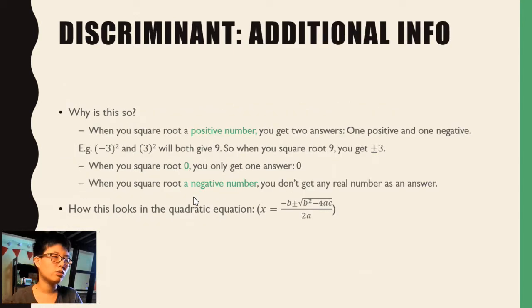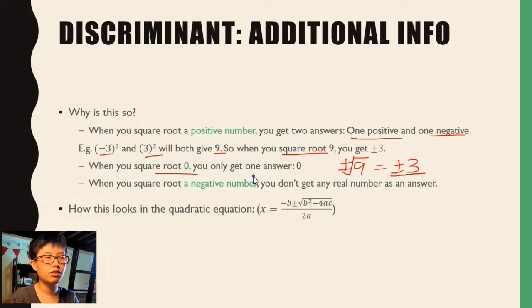So when you square root a positive number, you get 2 numbers, one positive, one negative. Negative 3 squared will give us 9. 3 squared will also give us 9. So when you square root 9, you're not just doing the square root of 9. You have to add a plus minus in front of it as well. So you get plus minus 3 as an answer. When you square root 0, you only get one answer, 0. When you square root a negative number, you don't get any real number as an answer.